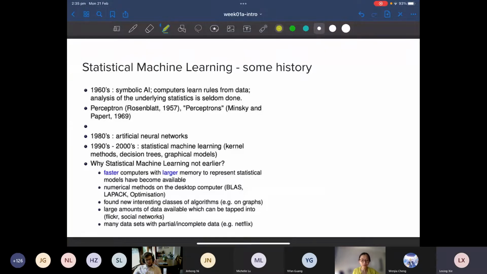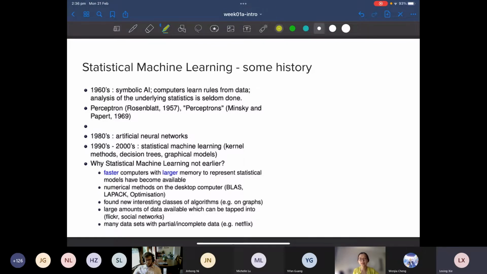So in terms of this history of machine learning, since we claim that it started in the late 1950s, in the 1960s, computer still learns mostly from data using rules, right? So this is symbolic AI, which is still largely at play for solving problems like university scheduling and other planning tasks. Perceptron, which we will cover in this class for historical interest. In the 1980s, it turns to artificial neural networks.